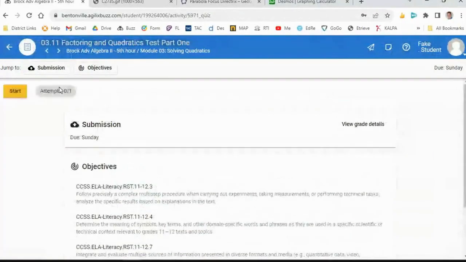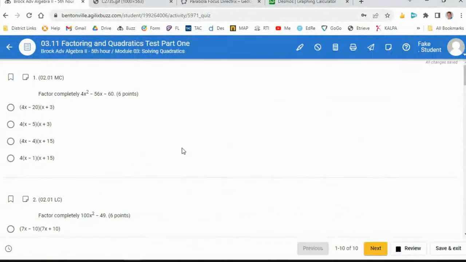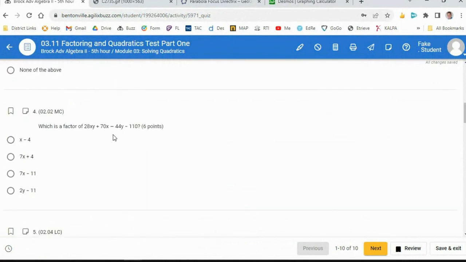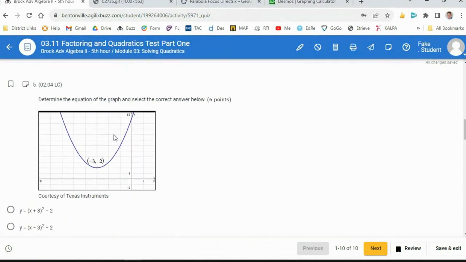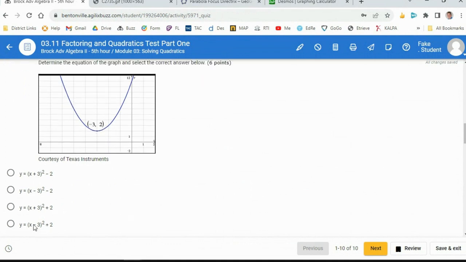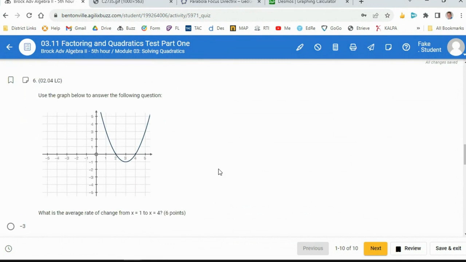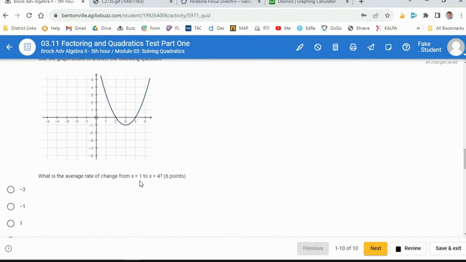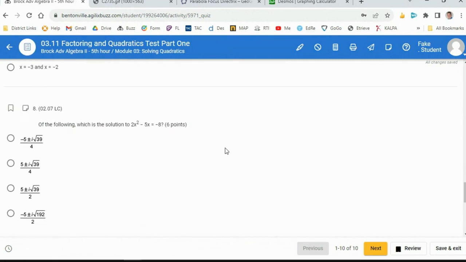All right, so the factoring and quadratics test part one has, you know, factor completely. So factor completely, which is a factor of, determine the equation of this graph, and there's the vertex, so vertex form. What's the average rate of change from x equals 1, which is right there, to x equals 4? So from this point on the graph to this point on the graph, what's the slope? Average rate of change means slope. Solve it.